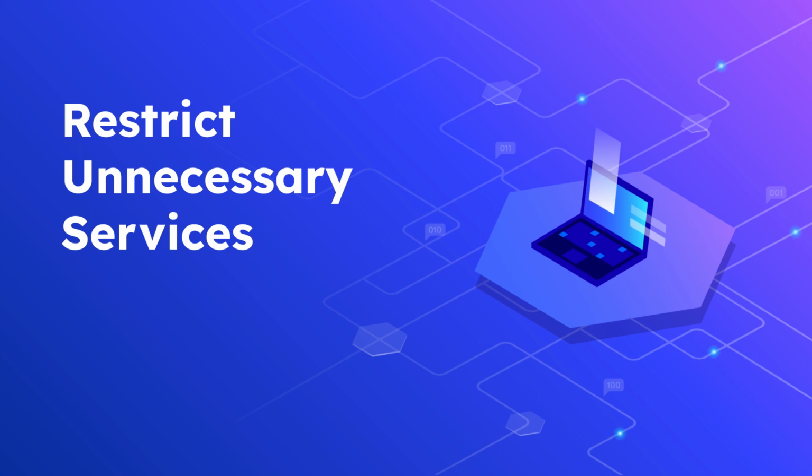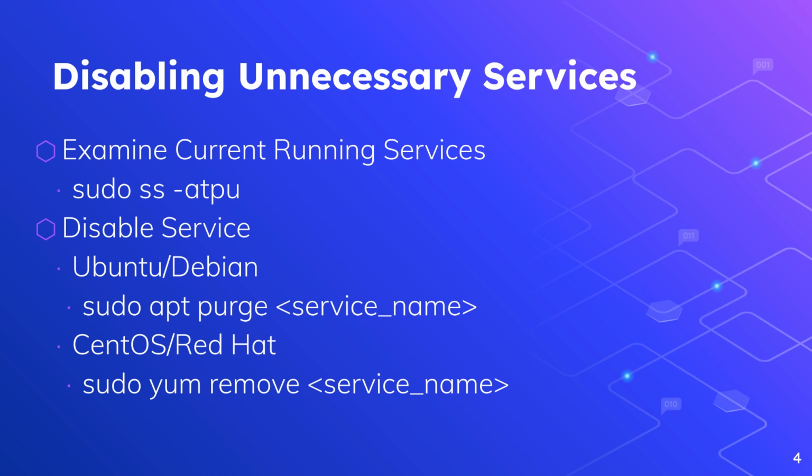To begin, examine the network services currently running on your Linux server by executing the following command: sudo ss -tulpn. Note that the output may differ depending on your operating system. If you identify a service that you wish to remove because it is not utilized, utilize the commands below based on your server type. For Ubuntu/Debian: sudo apt purge service-name. CentOS/Red Hat: sudo yum remove service-name. Once completed, rerun the command to verify that the unused services are no longer operational on your Linux server.